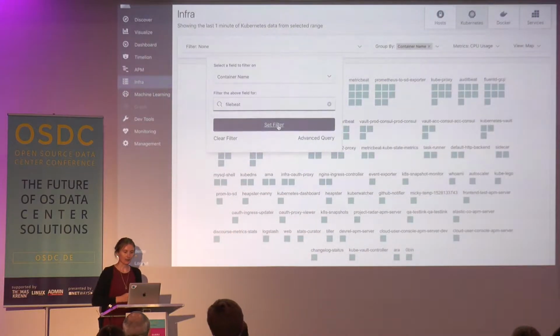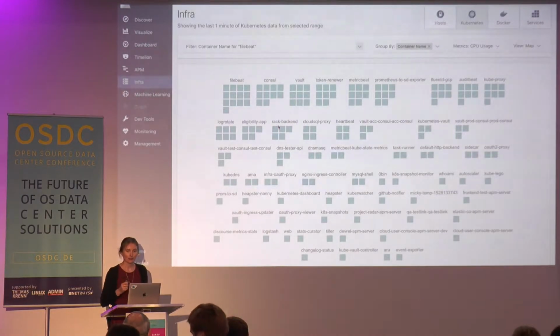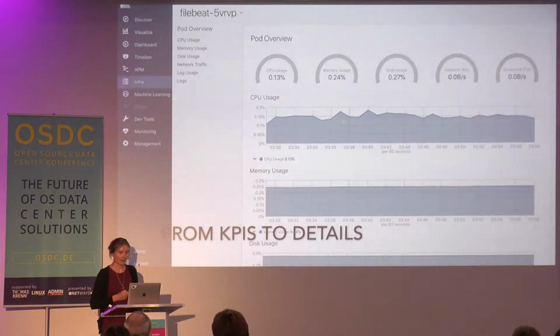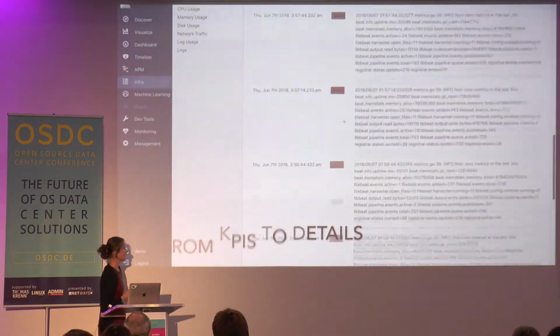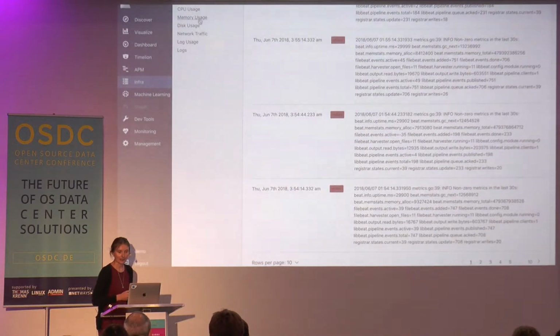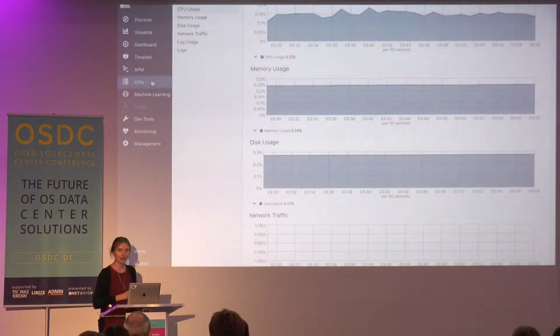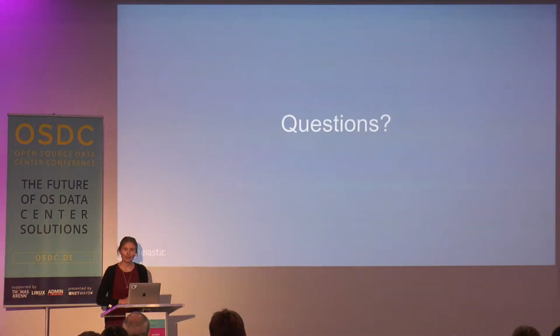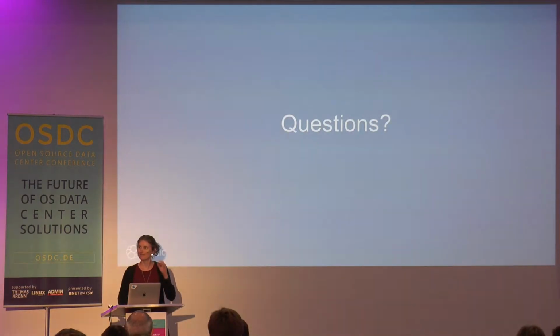by the container name. And if we filter for Filebeat, then we'll be able to see all the pods that are part of this Filebeat. And here, as you can see, we can see metrics, but also logs. I think that's it. Now, if you have any questions, thanks for listening.